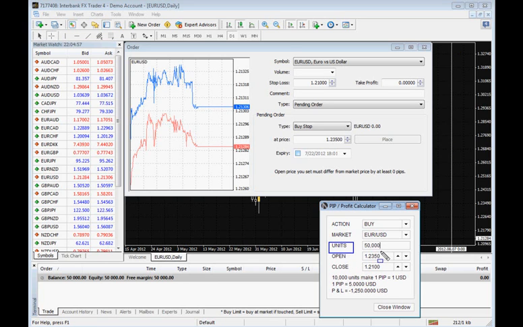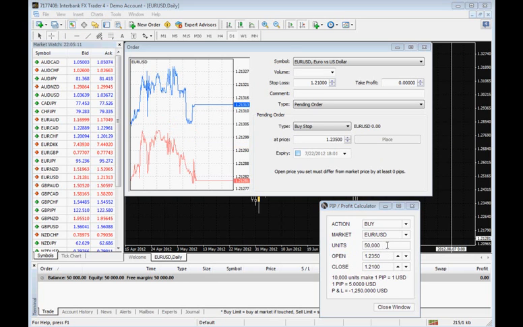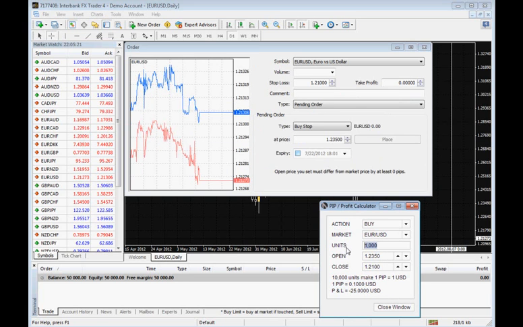It's just breaking it down. So 1,000 units, for example, is what people call a micro lot. Why? Well, that's when 1 pip equals approximately 10 cents, plus or minus 10 cents. So 10,000 units is what people refer to as a mini lot, and that's when 1 pip equals $1.